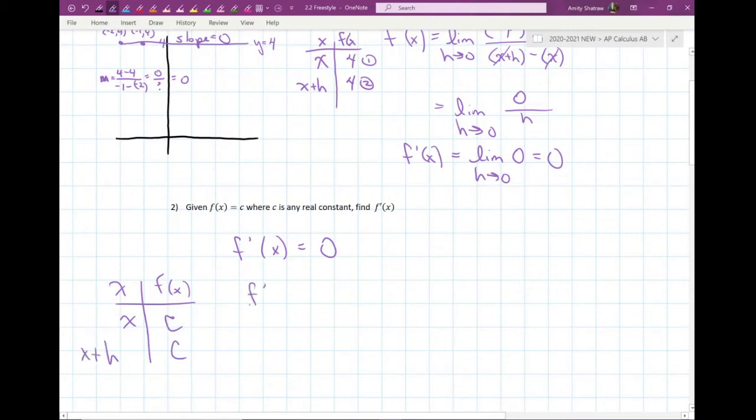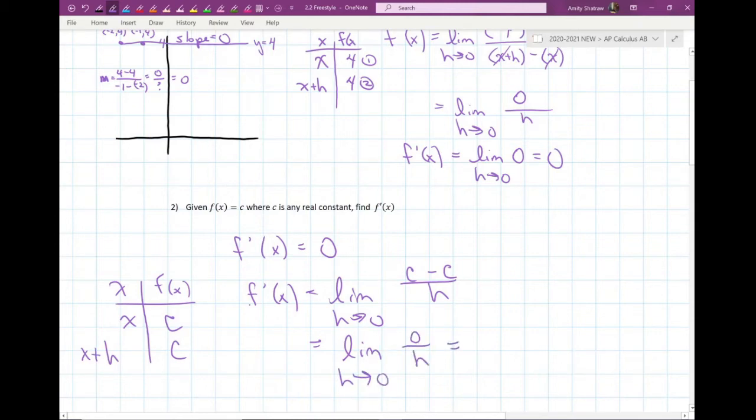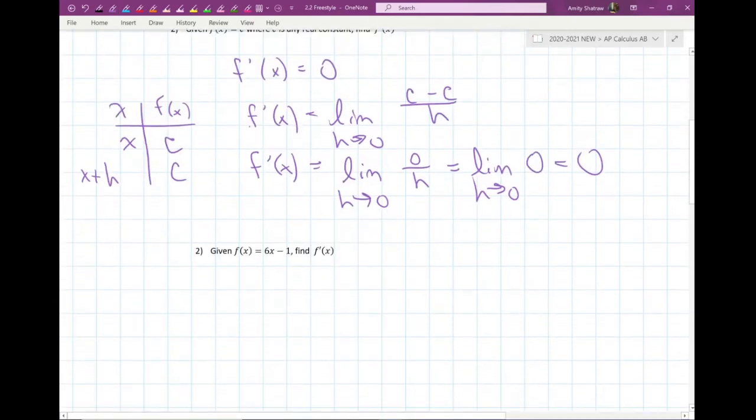My derivative f prime of x is equal to the limit as h approaches 0 of a constant minus a constant, all over h. That ends up being the limit as h approaches 0 of 0 over h, which gives me the limit as h approaches 0 of 0, which is 0, and that is my derivative. So now we move on then.